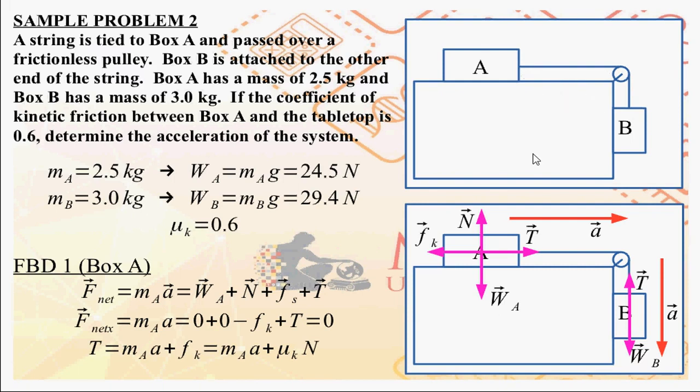But this time, not only is the mass of box A given, 2.5 kilograms, the mass of box B is also given, 3 kilograms. And you are asked to determine the acceleration of the system. So this time, the system is accelerating, as opposed to the previous sample problem, where the system was in an equilibrium state. If the coefficient of kinetic friction between box A and the tabletop is 0.6, determine the acceleration of the system.